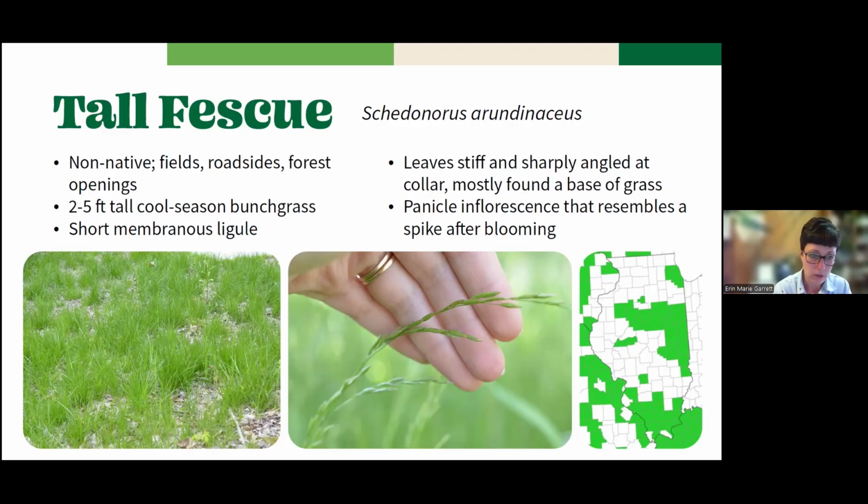So this one is going to have a short membranous ligule. For this one, the leaves have a really distinctive way that they're held on the stem, and that's one of the main ways that I use to identify it. They're really stiff and sharply angled, and mostly found at the base of the grass. They're going to be held like rungs on a ladder, but not that perfect perpendicular shape. We'll look at what that looks like. It does have a panicle inflorescence that resembles a spike before and after blooming.